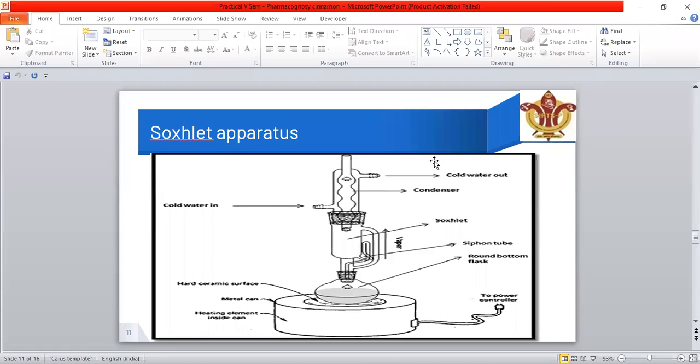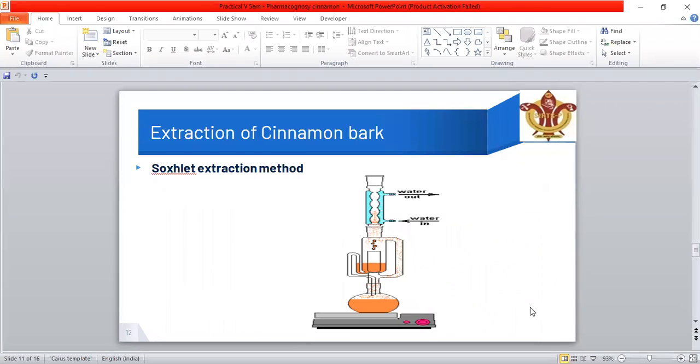So this is the condenser. This is the thimble. This is the siphon tube. This is the side tube. This handle is the side tube. This is the round bottom flask and heating mantle, and you can see the working in the next slide.